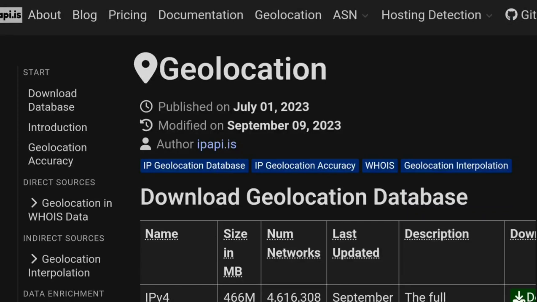Geolocation. Geolocation is the process of taking an IP and identifying the location behind it.